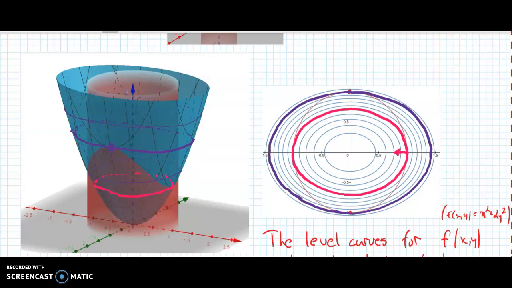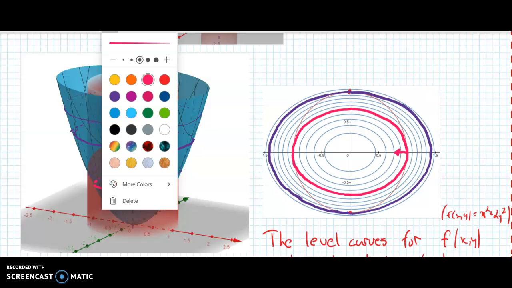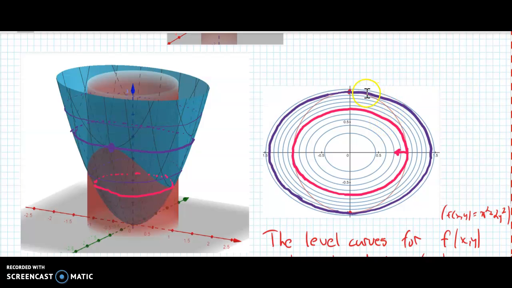And the red gradient, and by the red gradient I mean the gradient for g(x,y) = x^2 + y^2, which would be that one, might look like this, right? Or it might look like that, right? It doesn't matter. What matters is that they are parallel to each other. So what does that mean?